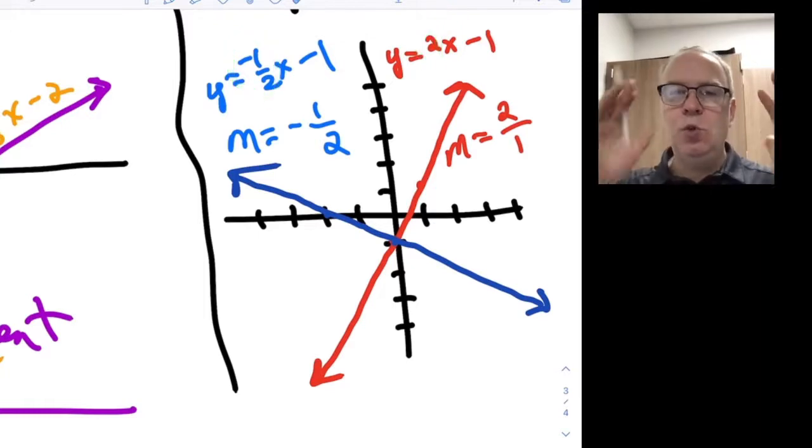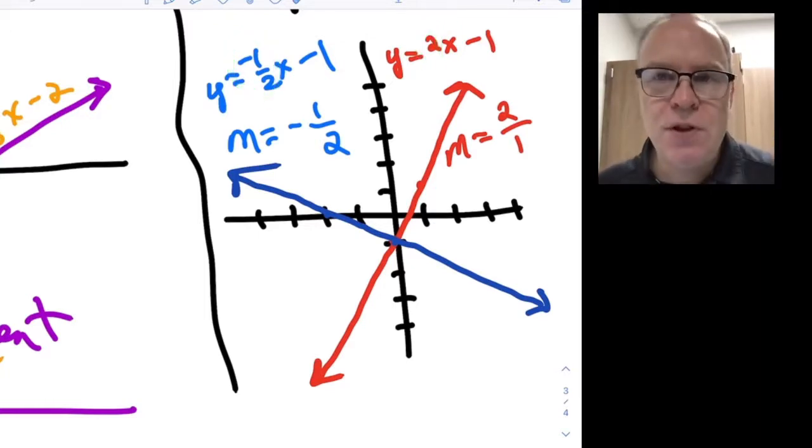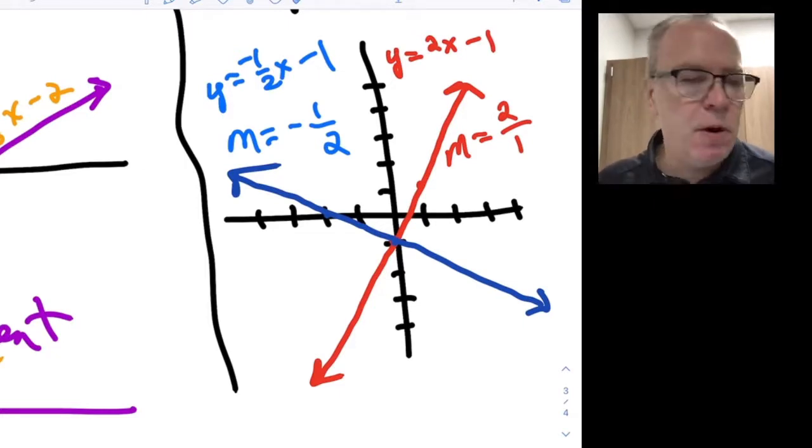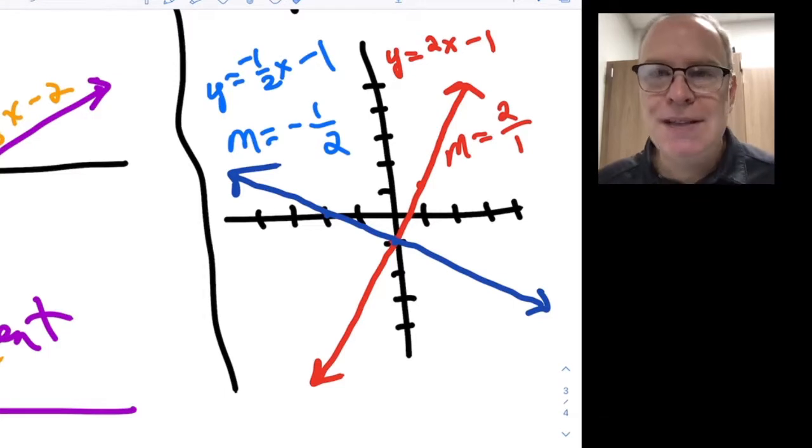All right, so you are now ready for 4.4. That's all the material. Again, this is a review from Algebra 1. So hopefully I did a decent job reviewing it for you, and you can start to think about tackling an assignment. All right, take care. Good luck.